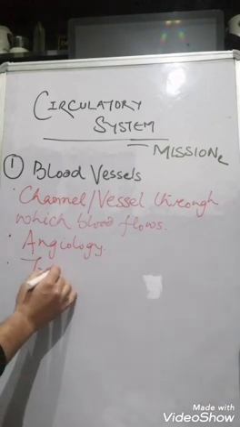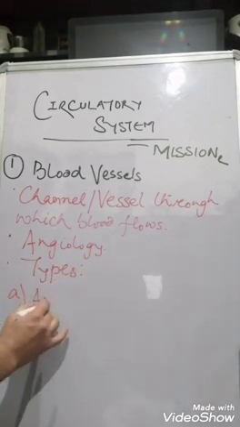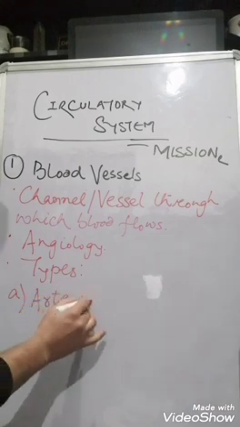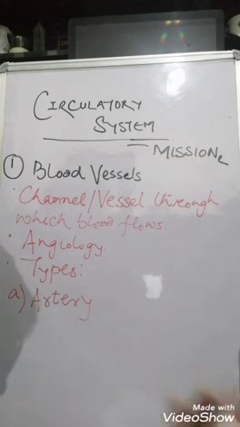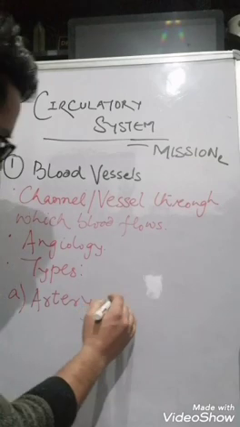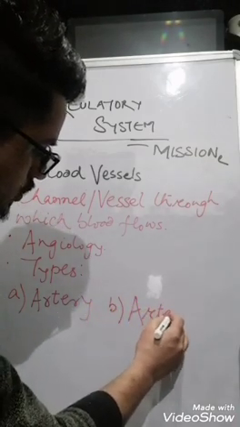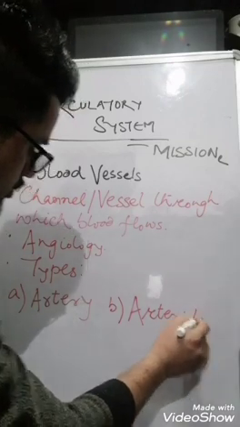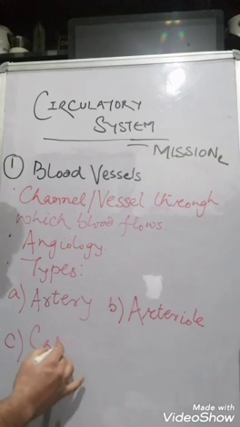I write that down. The number one is the artery. We will discuss each vessel separately, but you firstly remember how many types of blood vessels are there in the body. The number one is the artery. Number B is the arteriole. The number C is the capillary.